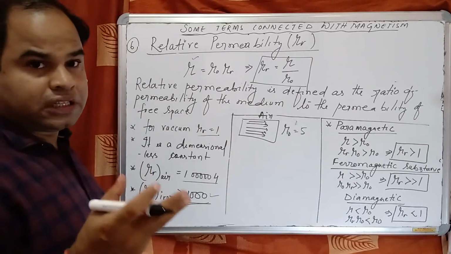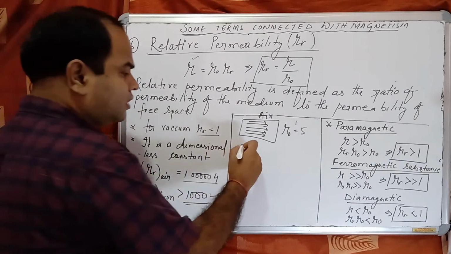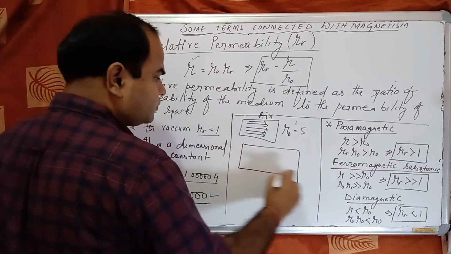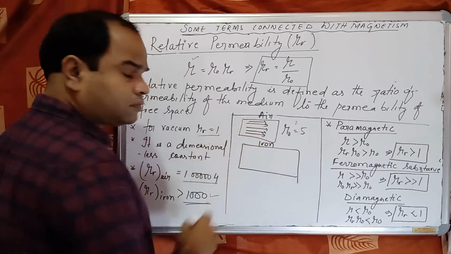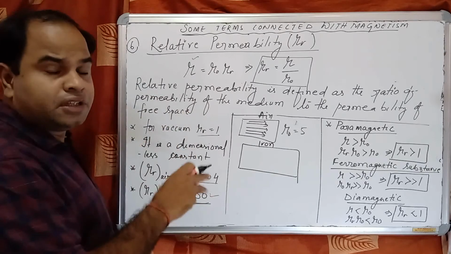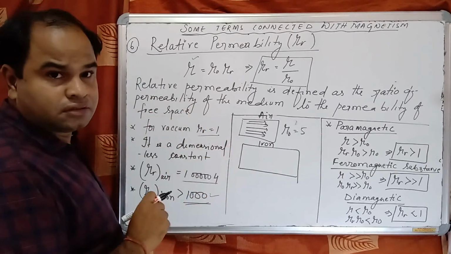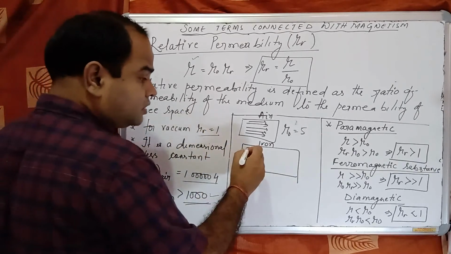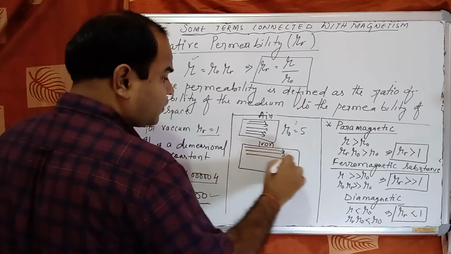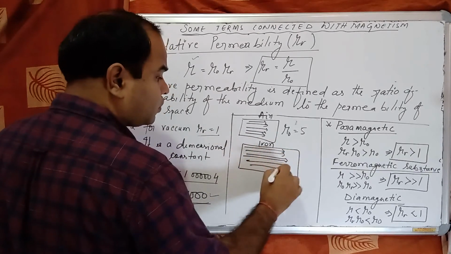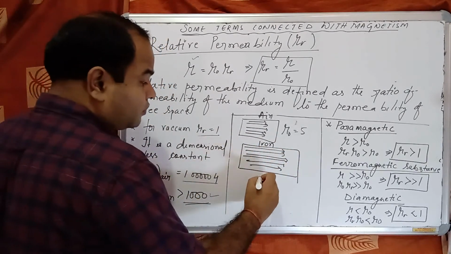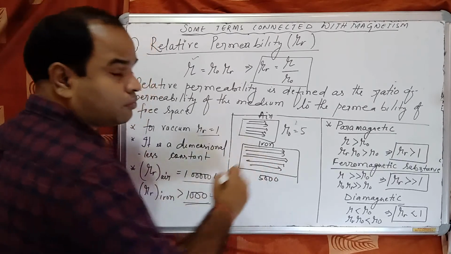Now let us consider another medium. Let us say iron medium. And in this medium we place the same magnet. Then we see that here 5000 number of field lines are produced.